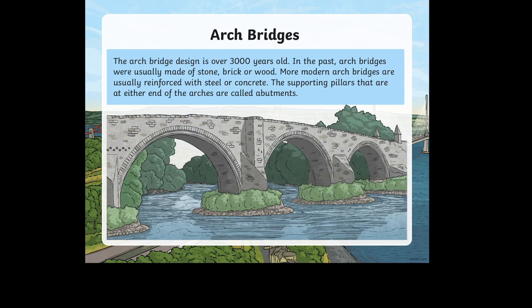The supporting pillars that are at the end of arches are called abutments. So that's these bits here. They're the abutments. I can't even work out how to say that. Abutments? I'm not sure. But the arches, you can see that one is made of stone. Newer ones will have concrete at the bottom and steel inside it, and then are covered with brick or wood or stone.